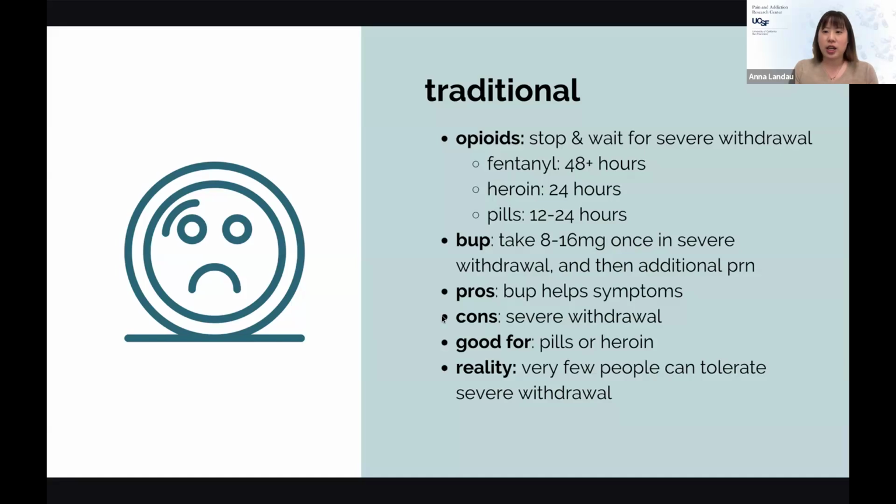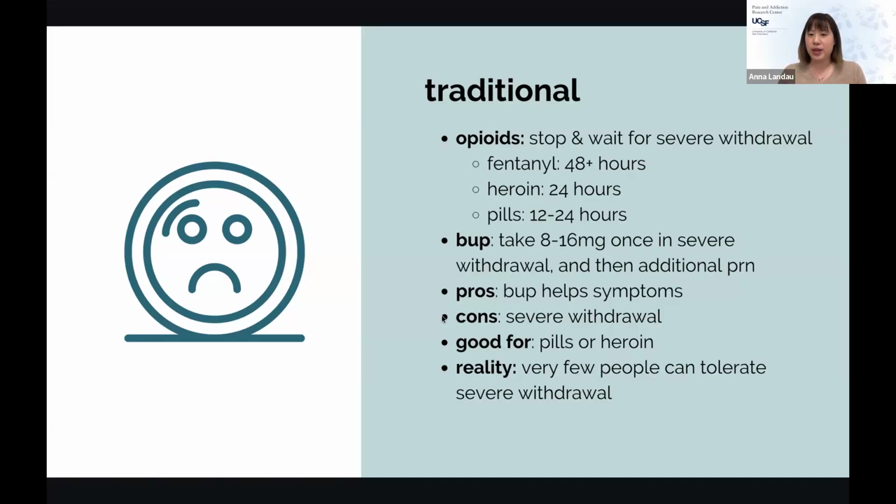And so, as I mentioned, in the traditional method we usually wait for somebody to have a certain level of COW score, usually at least 8 if you're doing heroin and pills, or at least 13 if you're someone who's using fentanyl. Once they've reached that threshold, the buprenorphine in the traditional method is usually a medium to substantial dose, about 8 milligrams, or we can do even higher if you're feeling bold, to 16 milligrams if they're in severe withdrawal. And then you give additional buprenorphine as needed. The idea is that the buprenorphine immediately treats that severe withdrawal because their receptors are completely empty, and it will immediately make them feel better.